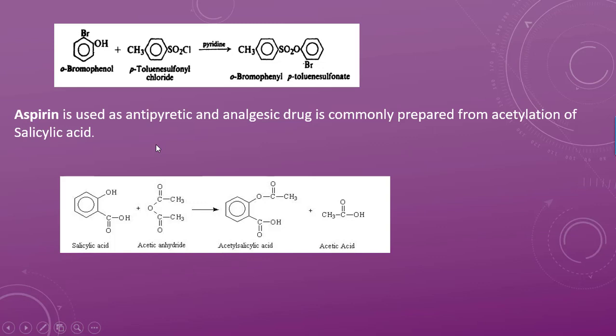Aspirin. We say that this reaction is quite important in the preparation of aspirin. Aspirin is a medicinal compound that is used to reduce fever and to reduce pain. So it is used in all those medicines which are mostly used to reduce pain and fever. And here salicylic acid is made to react with acetic anhydride, and acetylsalicylic acid, which is called aspirin, is formed, and acetic acid is also formed in this reaction.